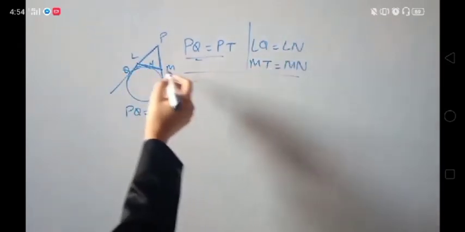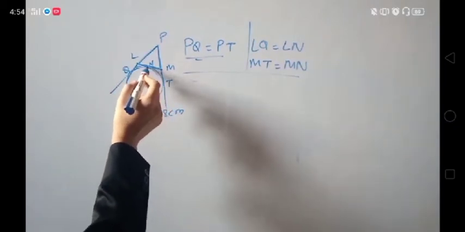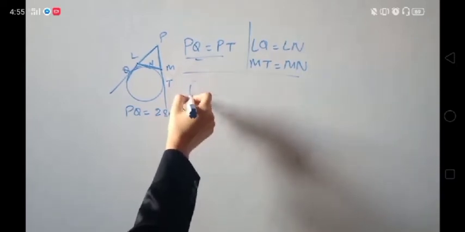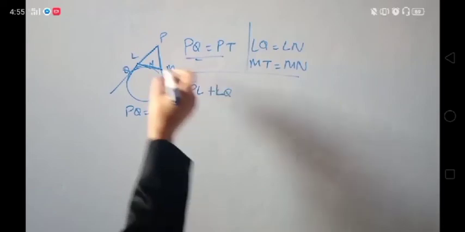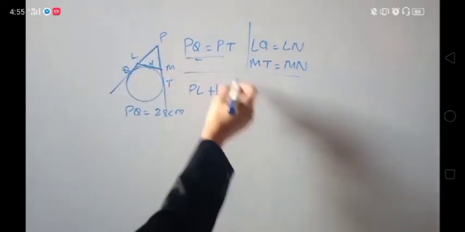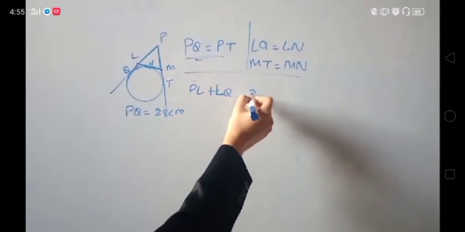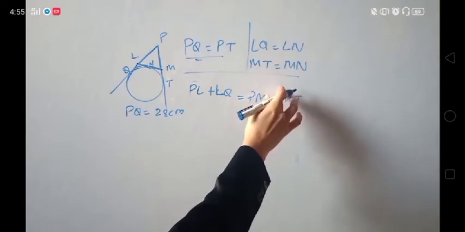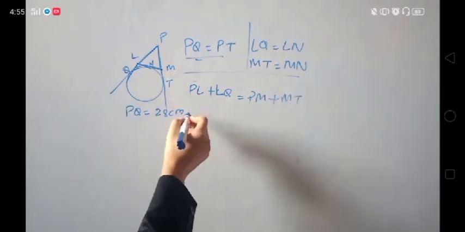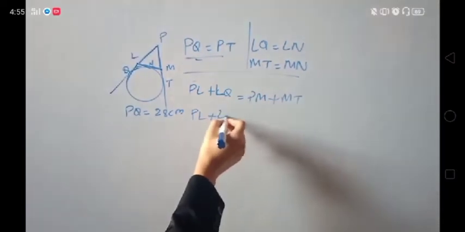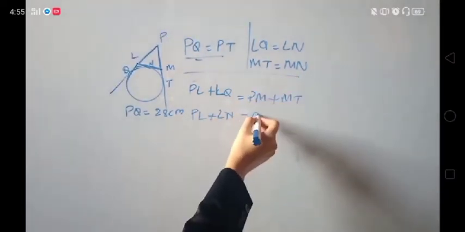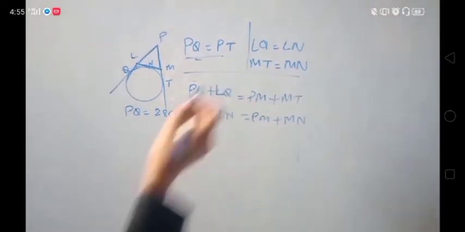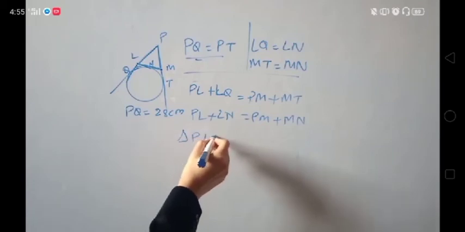Because tangents are drawn from the same external point. So here L is an external point, and M is also an external point. Therefore LQ is equal to LN, and MT is equal to MN. So PQ means PL plus LQ, PT means PM plus MT. So here, PL plus LQ, instead of LQ we will write LN, and instead of MT we will write MN, because we have to find the perimeter of PLM. That's why I am taking those sides.